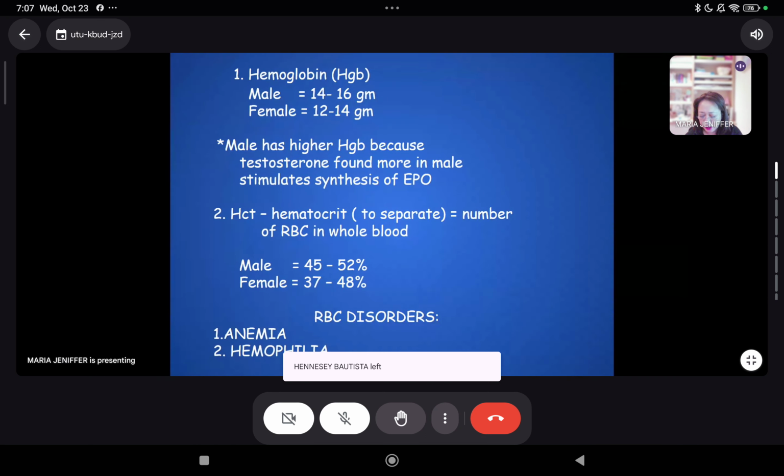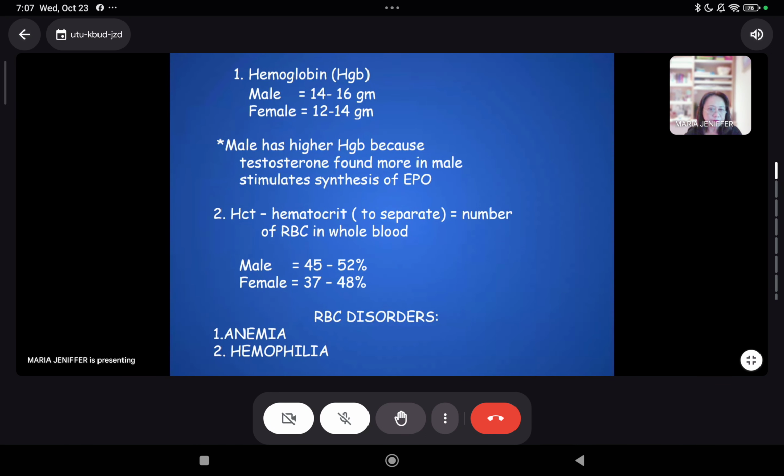Okay, let's go now to the hemoglobin. This is what I have already mentioned from the start. The hemoglobin is the one that carries the oxygen. In male, the normal hemoglobin level in the blood is 14 to 16 grams, while in the female it is 12 to 14 grams. The male has higher hemoglobin compared to the female because testosterone is found more in males, and this stimulates the synthesis of erythropoietin.